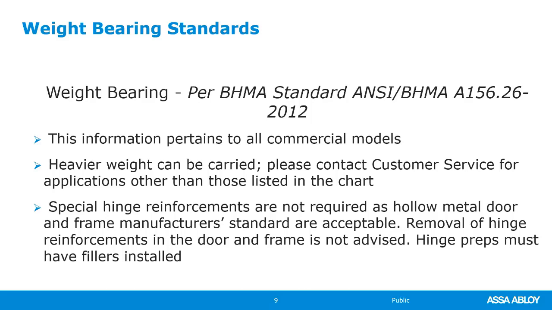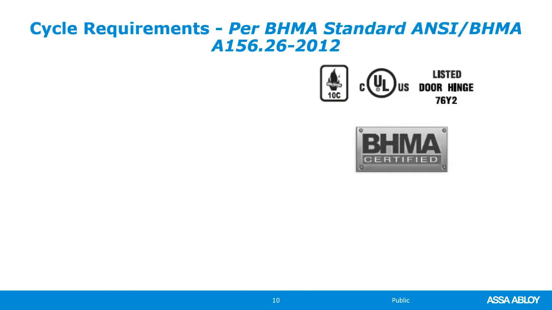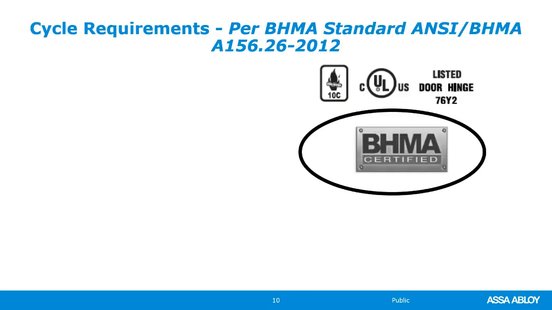Okay, BHMA. This program was developed to establish product classifications through performance testing. Three grades, 1, 2, and 3, of product classifications were established for continuous hinges, with three weight groups of 150, 300, and 600 for each grade, grade 3 being the lowest, grade 1 being the highest.